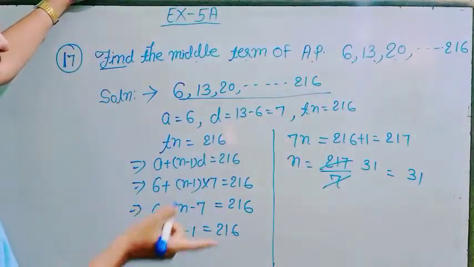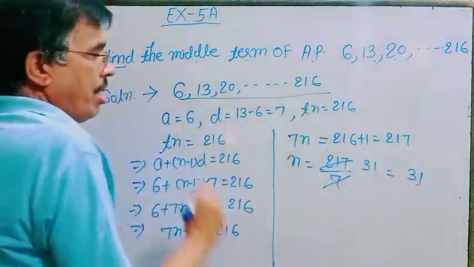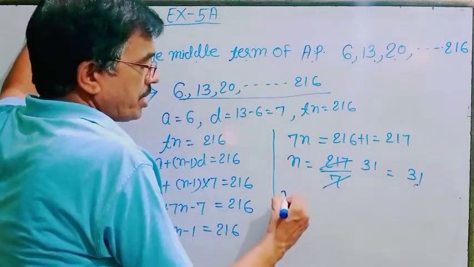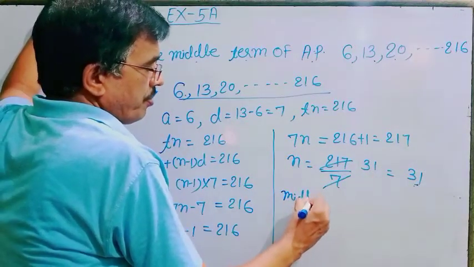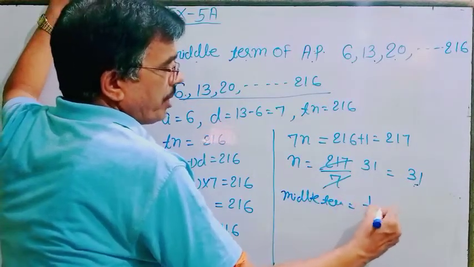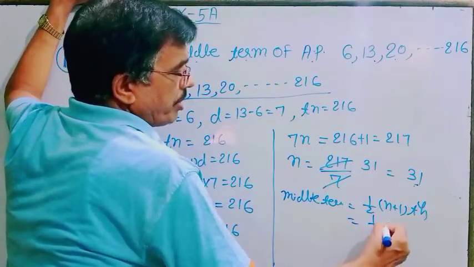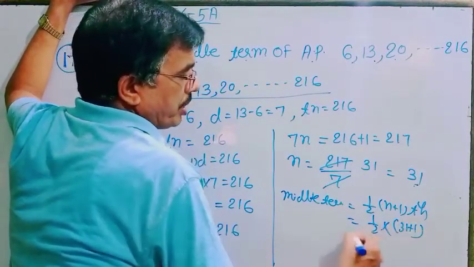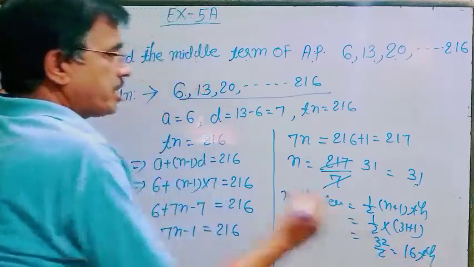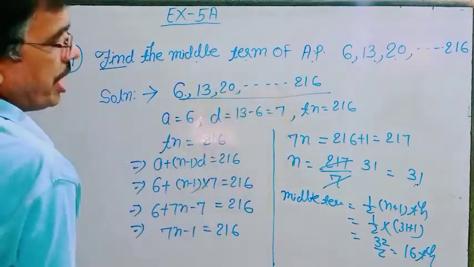Now your question is what is the middle term? The total number of terms is 31. Then it is clear it is an odd number. So the middle term is equal to 1 by 2 into n plus 1 th term. Then it is 1 by 2 into 31 plus 1, that is 32 by 2, that is 16. Then it is clear the 16th term is the middle term of this AP.